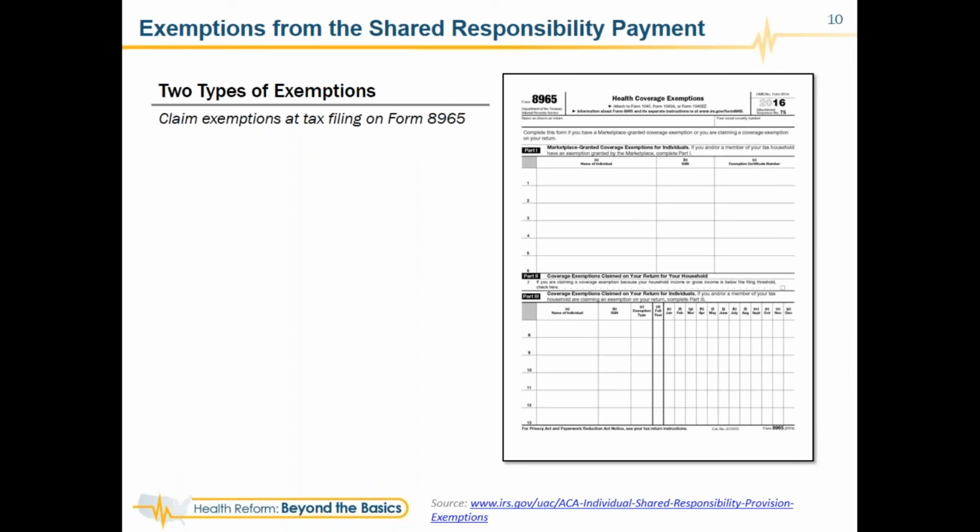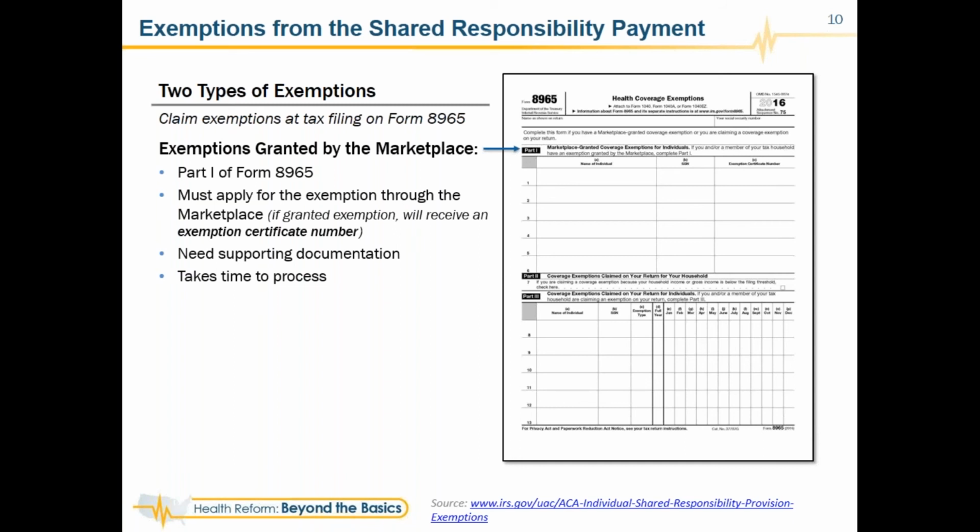The first part of the form is for the exemptions that are granted by the marketplace, and we'll talk more about those. These are for exemptions that you've already applied for or you're applying for at the moment, and you're doing this through the marketplace. You'll need supporting documentation for a lot of those exemptions, and you need to know that it takes some time to process.